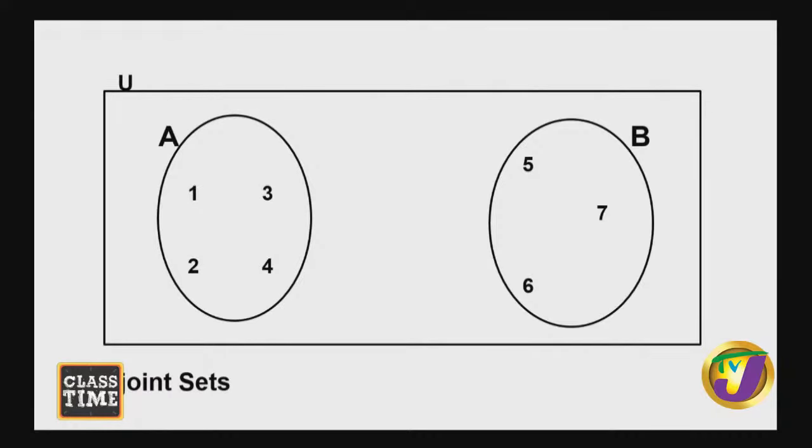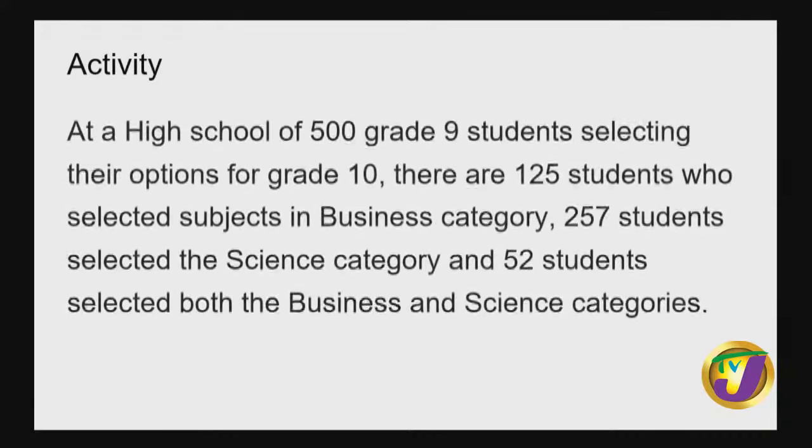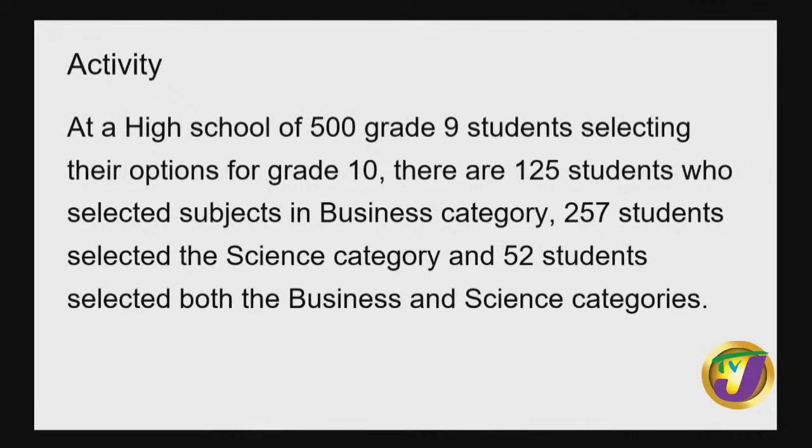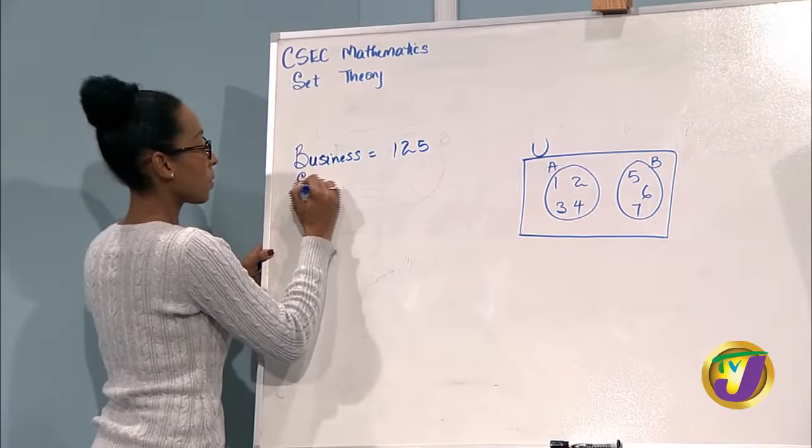At a high school of 500 grade 9 students selecting their options for grade 10, there are 125 students who selected subjects in the business category. 257 students selected the science category, and 52 students selected both. Right. So business would have been 125. All right, so 125, yes. Science would have been 257.